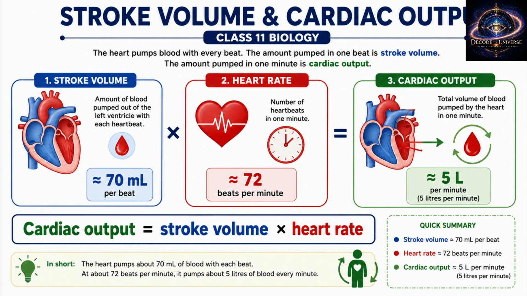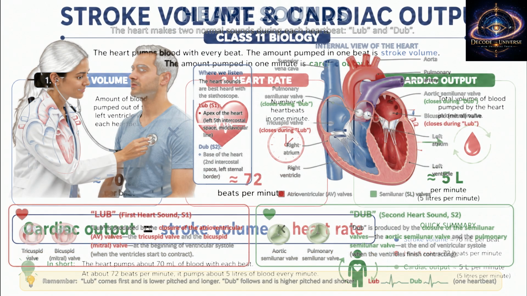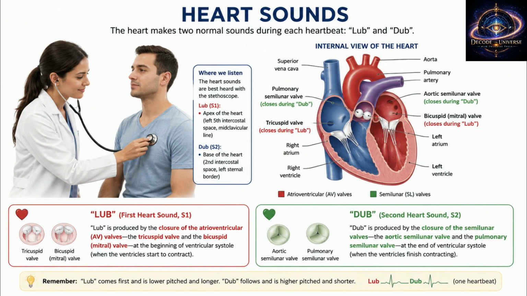Q2. What are the components of blood? Blood contains plasma and formed elements. Formed elements include RBCs, WBCs, and platelets. Q3. What is plasma? Plasma is the straw-colored fluid part of blood. It contains water, proteins, minerals, nutrients, and clotting factors.